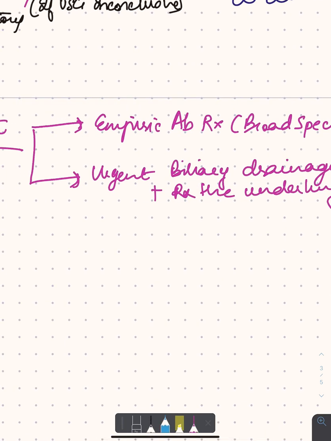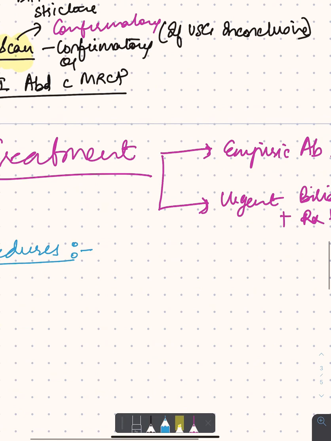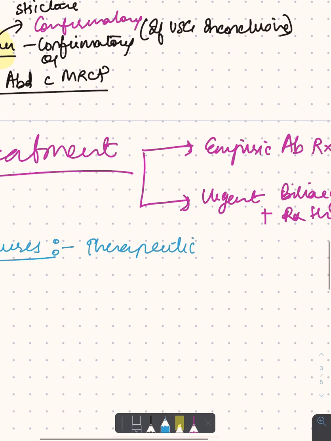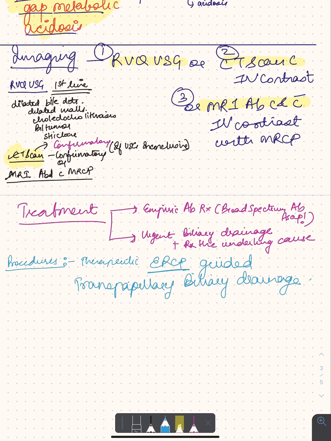So what are the procedures that are performed here? What procedures are used in treatment? So the procedures that are used is first therapeutic ERCP guided transpapillary biliary drainage. What is ERCP? ERCP is endoscopic retrograde cholangiopancreatography, and it's the preferred biliary drainage procedure in acute cholangitis, and this needs to be done in 24 to 48 hours. So how is this done?